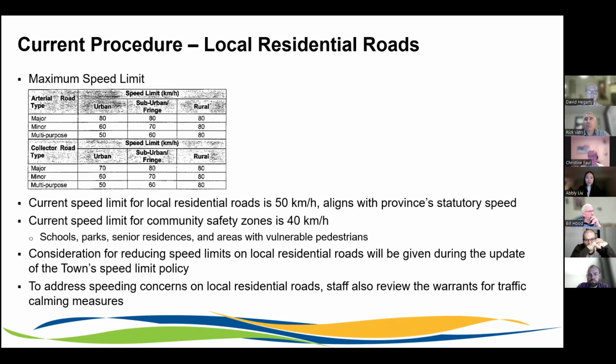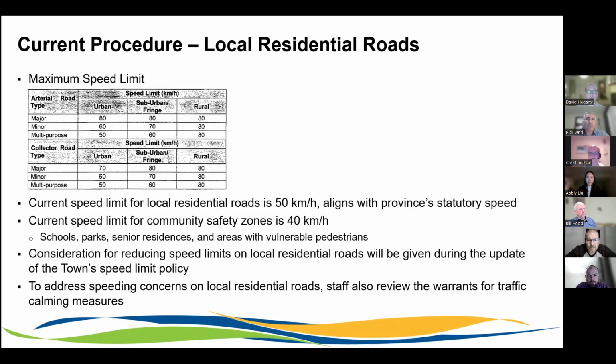For roads classified as local residential roads, the policy does not provide a recommended speed limit. As such, the town has established 50 kilometer per hour speed limits on local residential roads to align with the province's statutory speed limit. And we've established 40 kilometer per hour speed limits in urban community safety zones near schools, parks, senior residences, and other areas with vulnerable pedestrians.